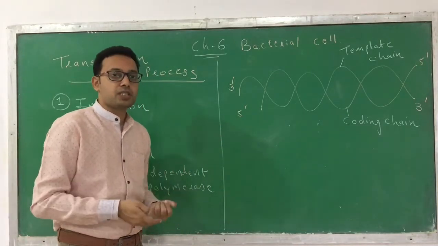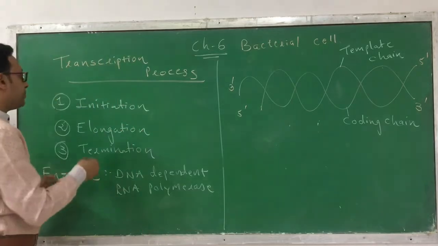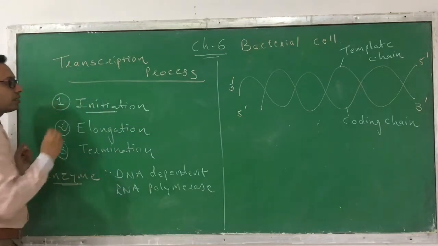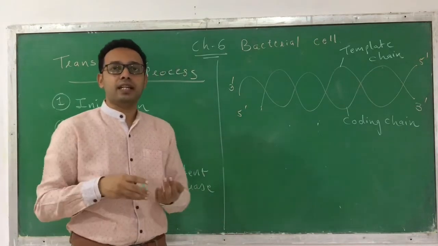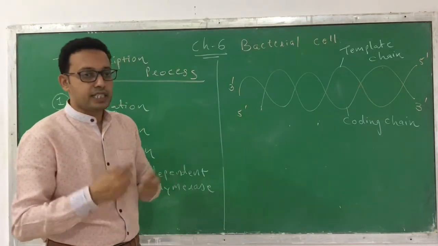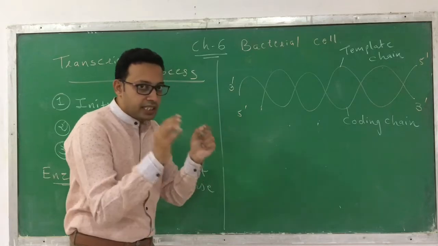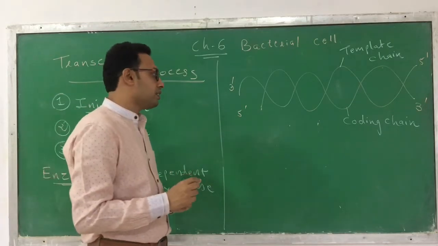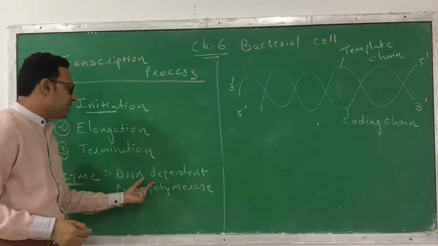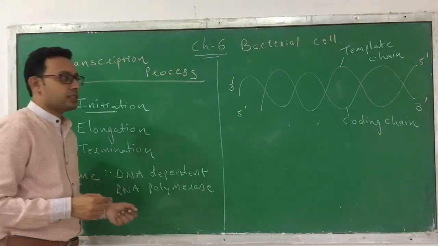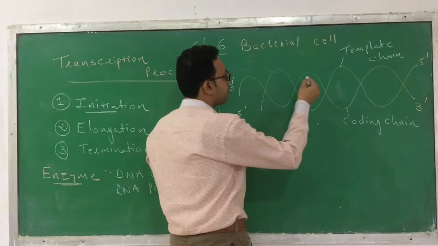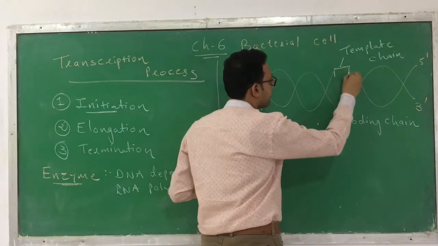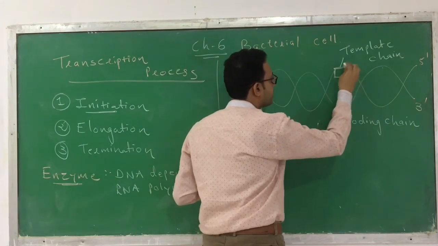Now how does the process occur? The first step is initiation, the point from where the transcription process starts. So how is it decided? At a certain point or certain sequence, the enzyme called DNA dependent RNA polymerase binds. I am showing you here where the enzyme is going to bind. Suppose this is the place where the enzyme binds.